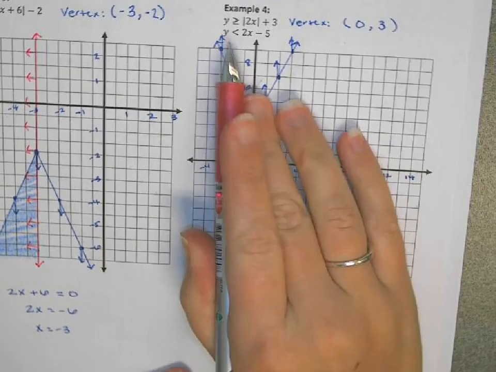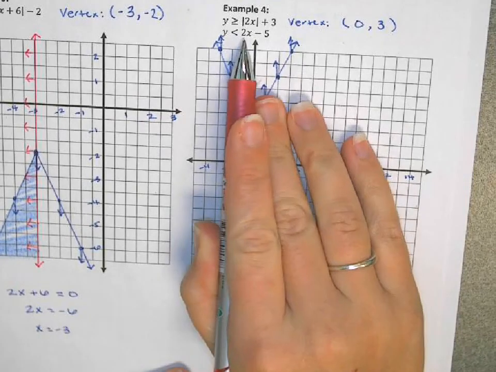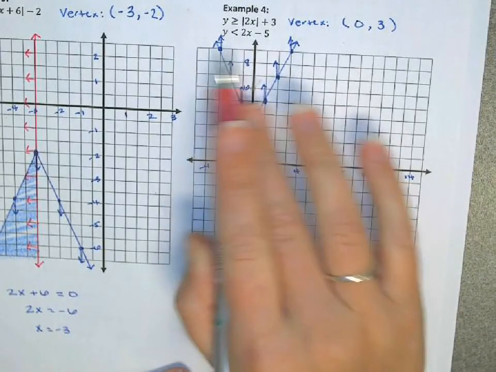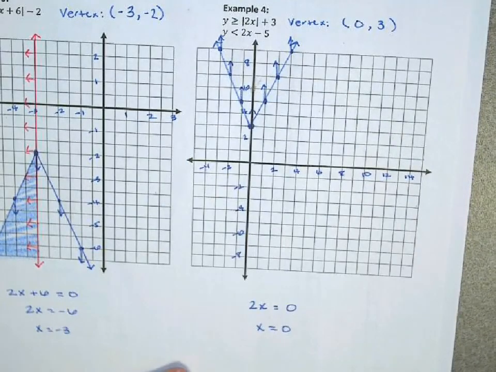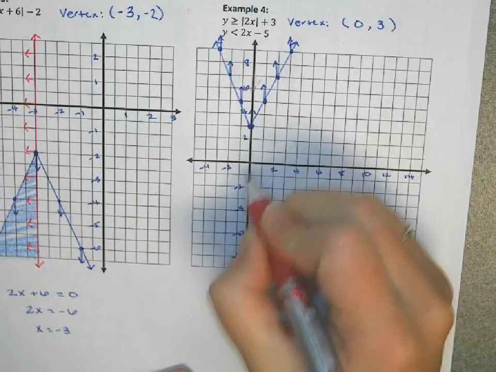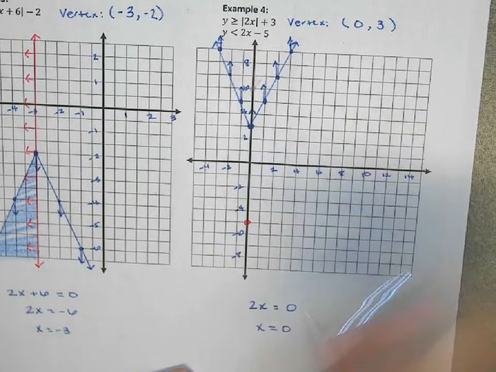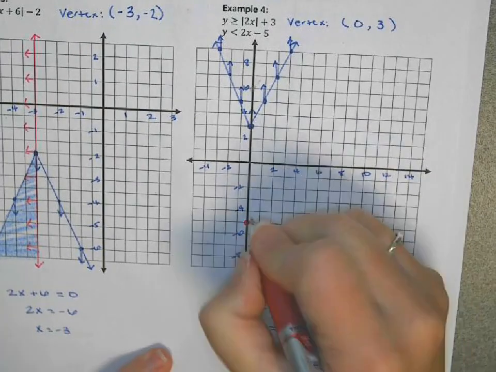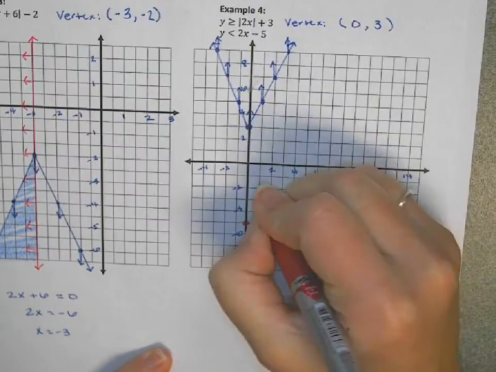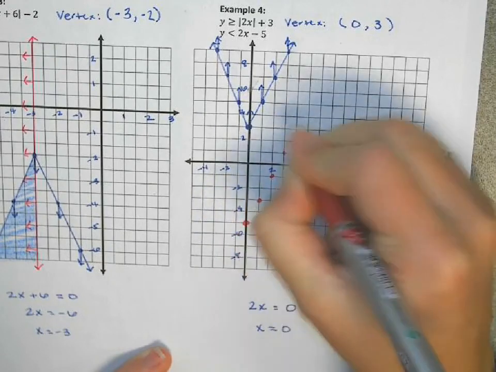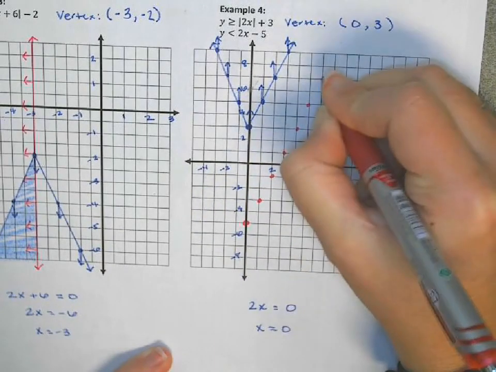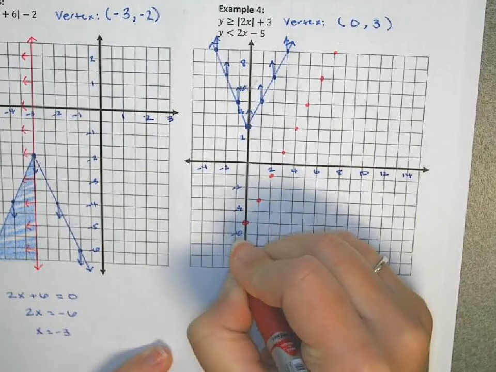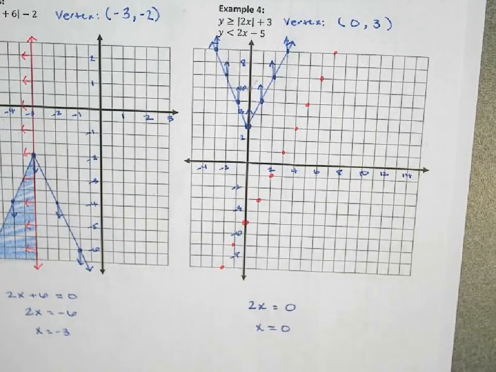Okay. y is less than 2x minus 5. Now that's linear. What's the y-intercept? Negative 5. So (0, -5) is there. My slope says 2 over 1. So rise 2, right 1. Up 2, right 1. I'm going to put as many points that will fit on my graph. It's important that you graph on the entire graph that's provided.